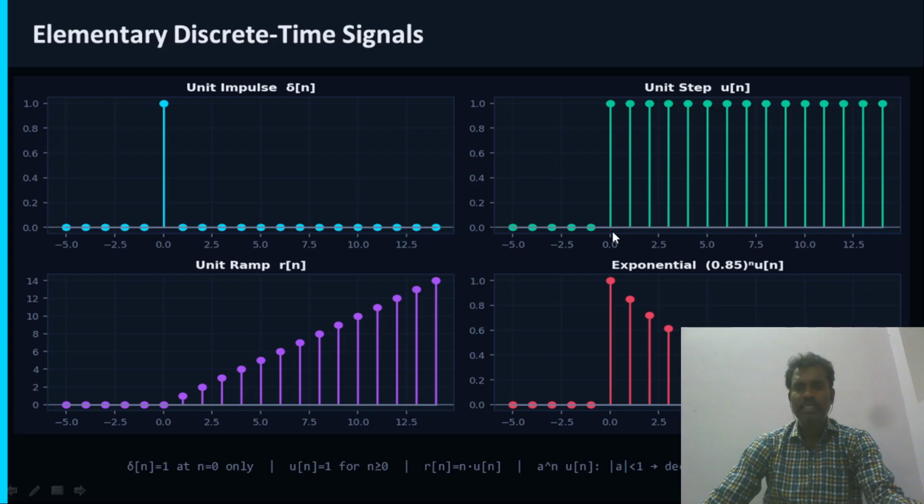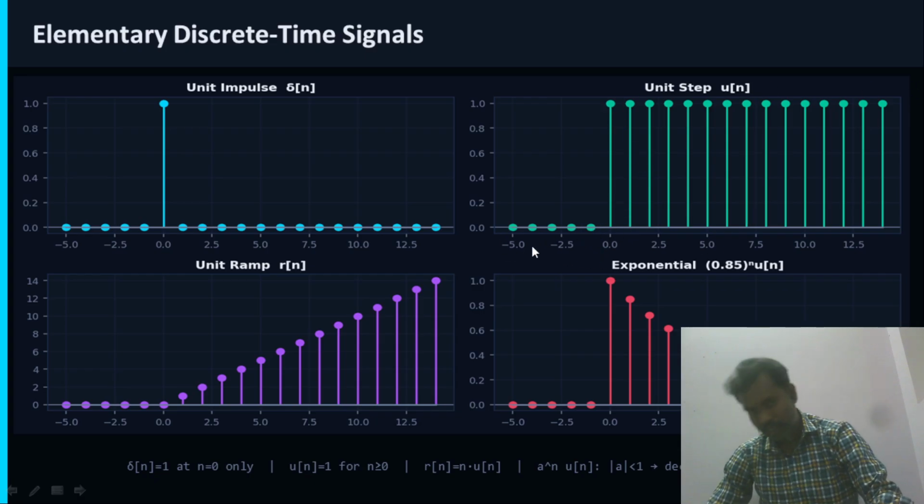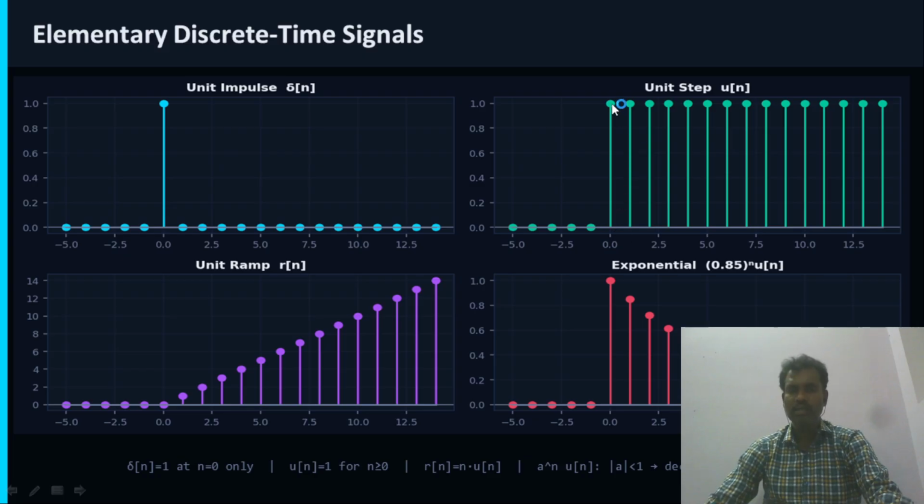A unit step signal means that for n from 0 onwards, the value of the signal is 1. From minus infinity to minus 1 the values are zero. From 0 onwards it rises to 1, and at all integer values of n it is 1. So it is a step signal, but it is discrete.